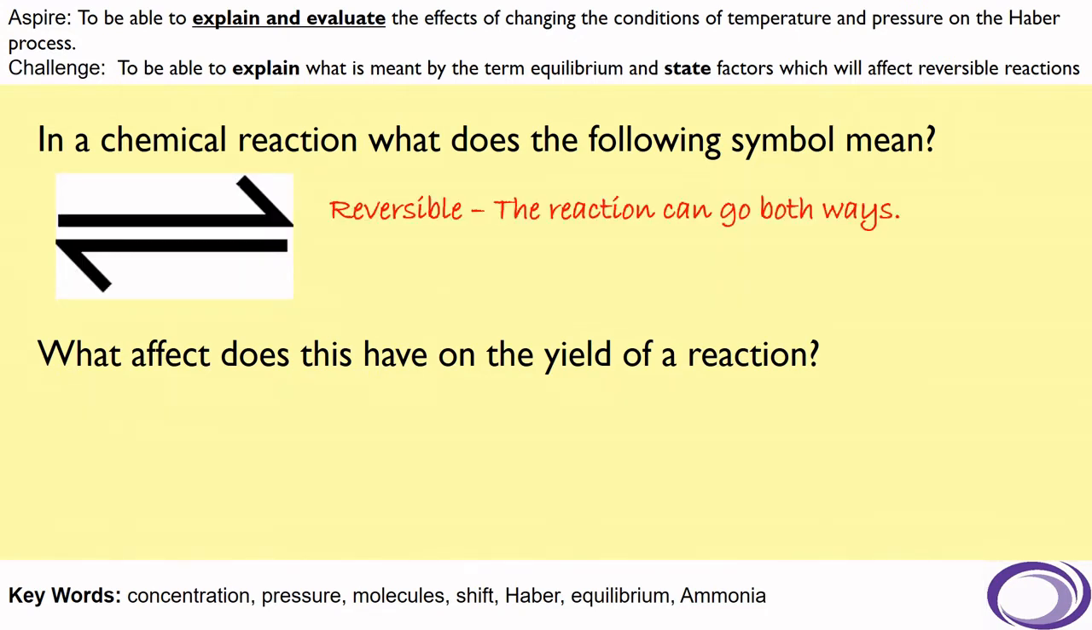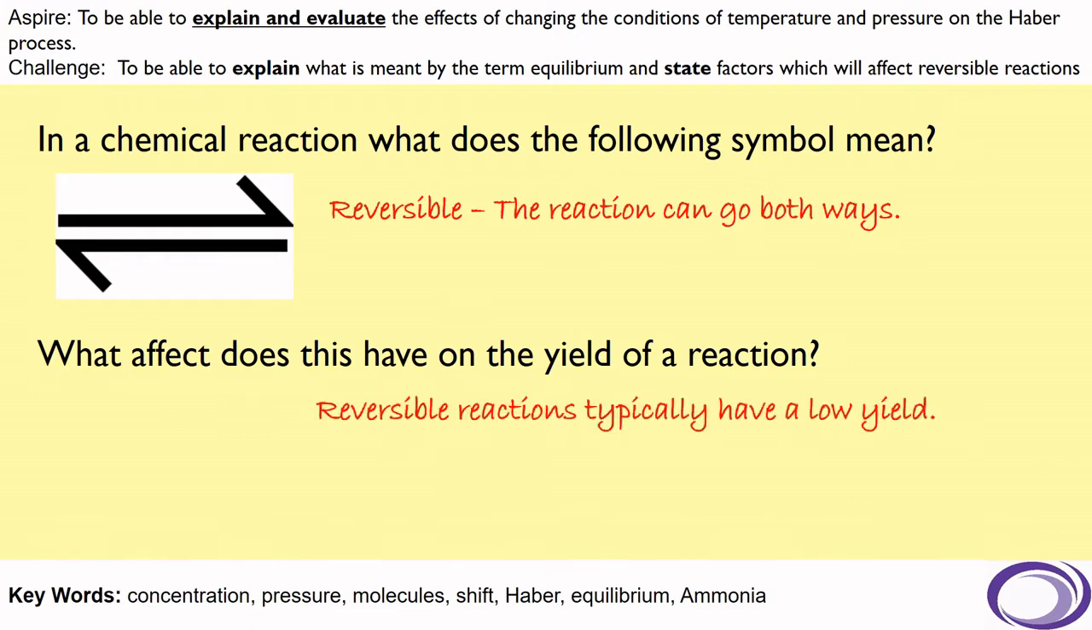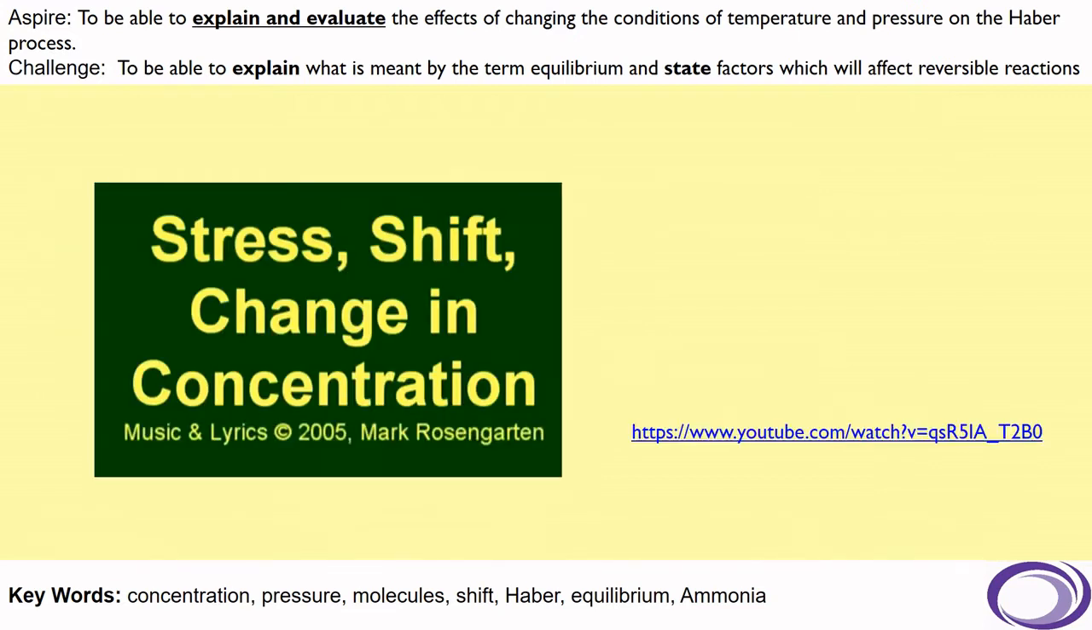So the symbol means that the reaction is reversible, which means it can go both ways. That means that the products can reform the reactants, which is why reversible reactions typically have a low yield. Now I'm going to play a little video. It is a song that goes through some of the things that can affect the position and the shifting of an equilibrium. It's a personal favourite, so I hope you enjoy it.